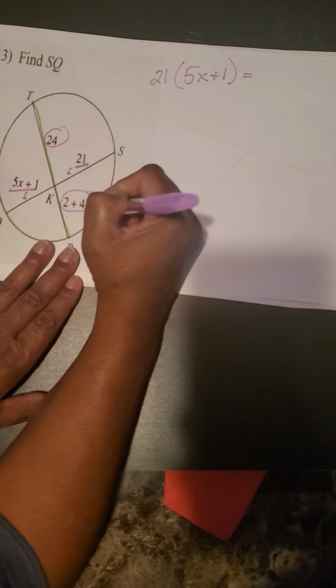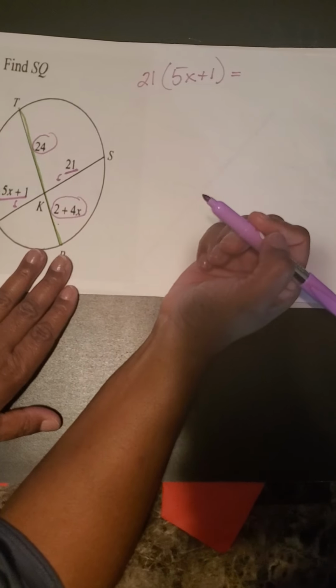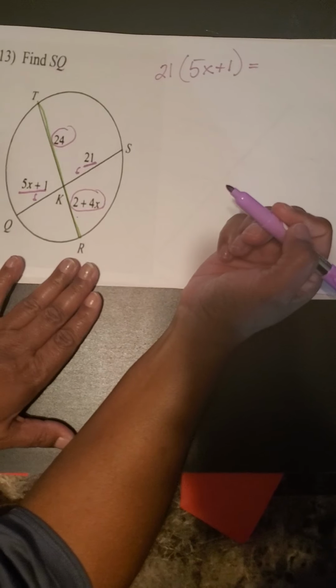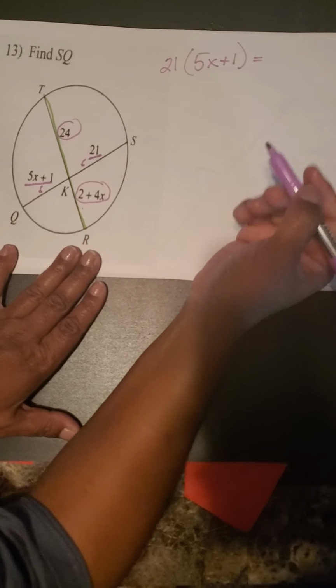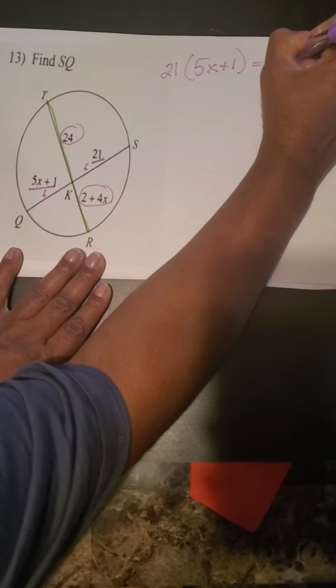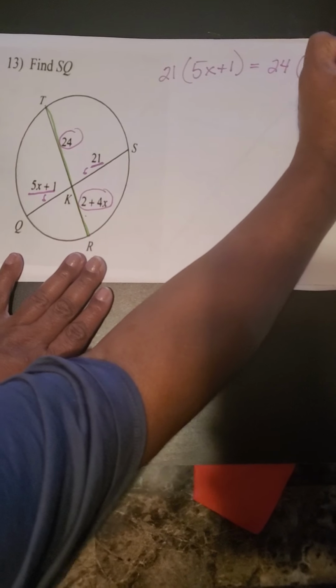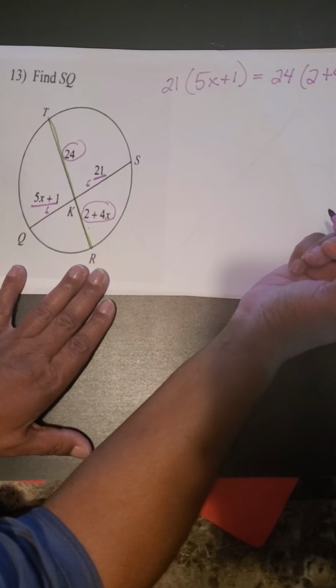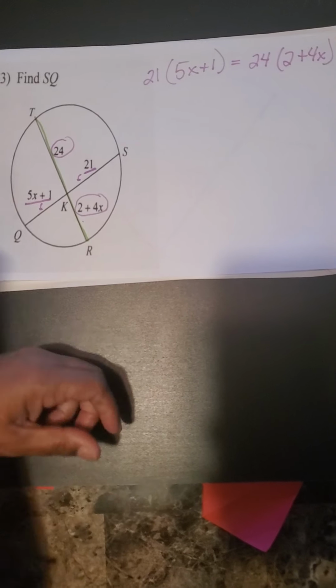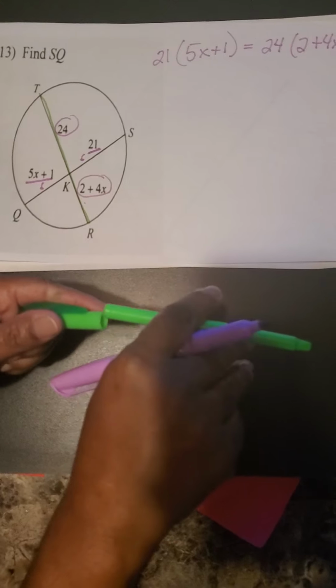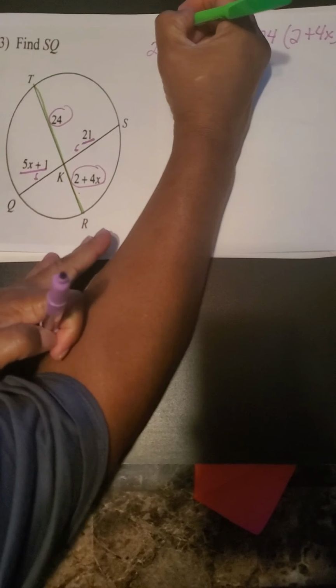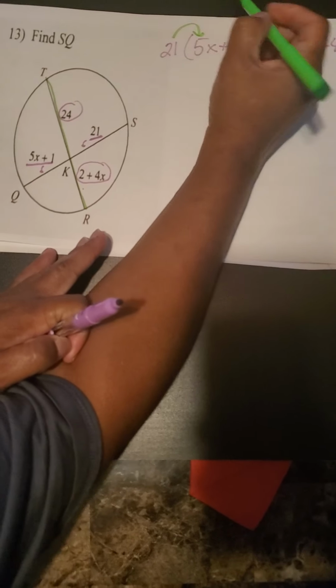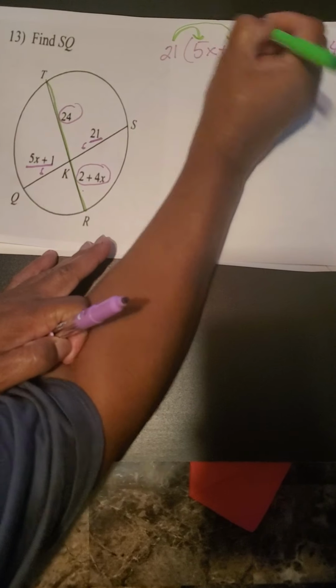When you have expressions, make sure you put them in parentheses. I don't want you to forget to distribute. Then there's 24 times 2 plus 4x. Now we're going to solve for x. We're going to have to use the distributive property. We are 21 times 5x, 21 times 1.